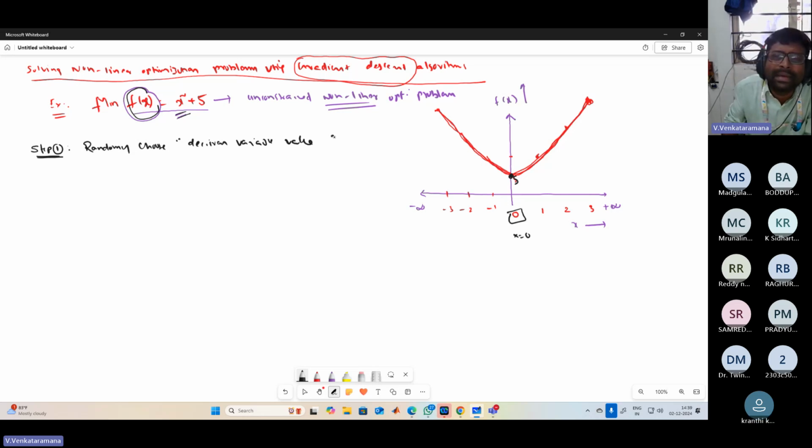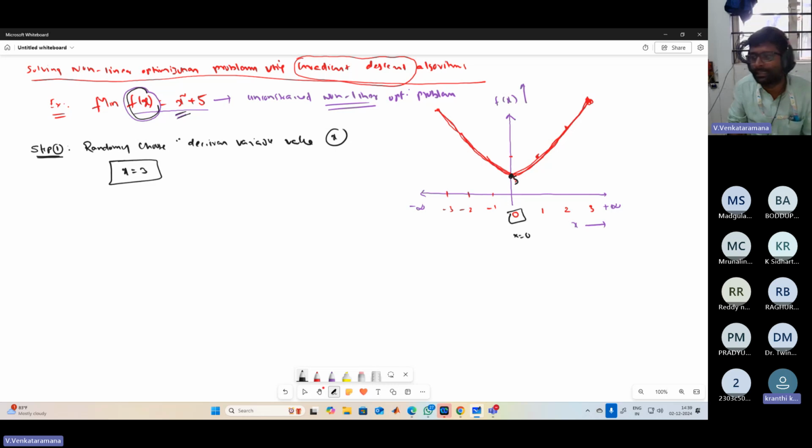So you have to choose a random value of x anywhere from minus infinity to plus infinity. Any value. Okay, so let's assume, as per the first step, I am randomly choosing x equal to 3. Okay, so that's the first step.